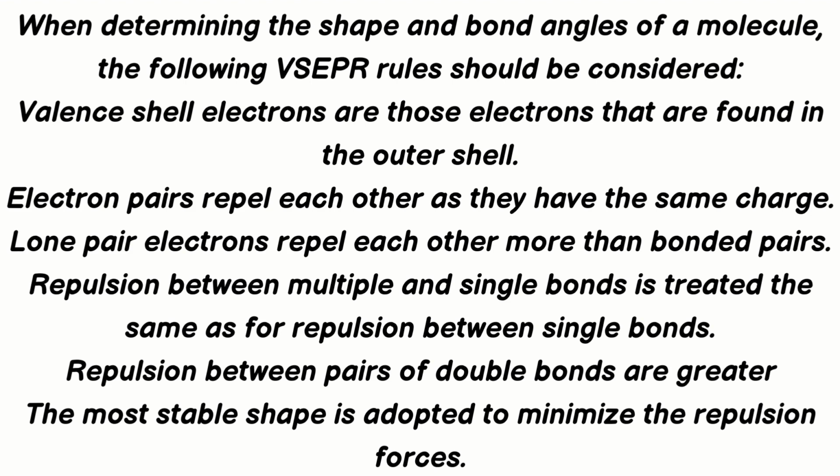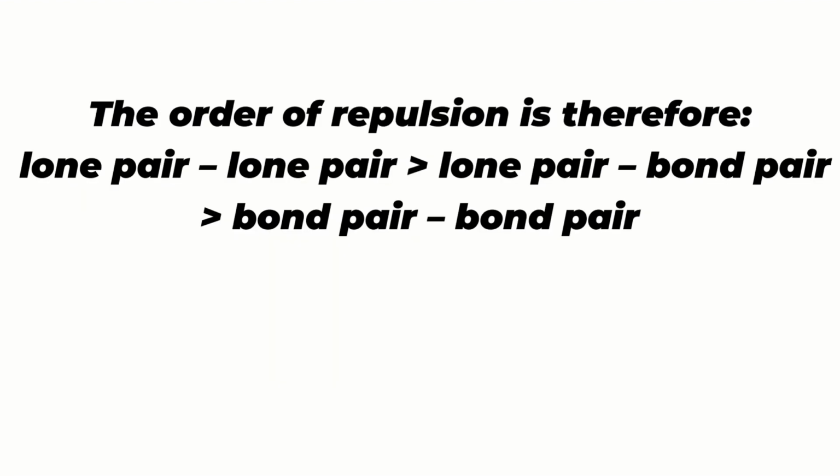When determining the shape and bond angles of a molecule, the following VSEPR rules should be considered. Valence shell electrons are those electrons that are found in the outer shell. Electron pairs repel each other as they have the same charge. Lone pair electrons repel each other more than bonded pairs. Repulsion between multiple and single bonds is treated the same as for repulsion between single bonds. Repulsion between pairs of double bonds are greater. The most stable shape is adopted to minimize the repulsion forces. The order of repulsion is therefore lone pair greater than lone pair greater than bond pair.